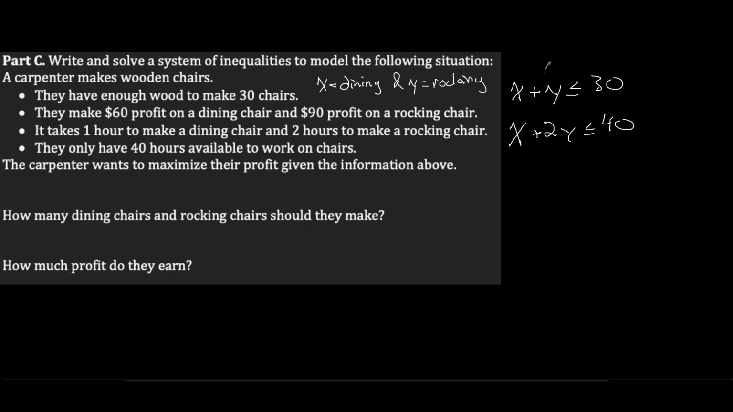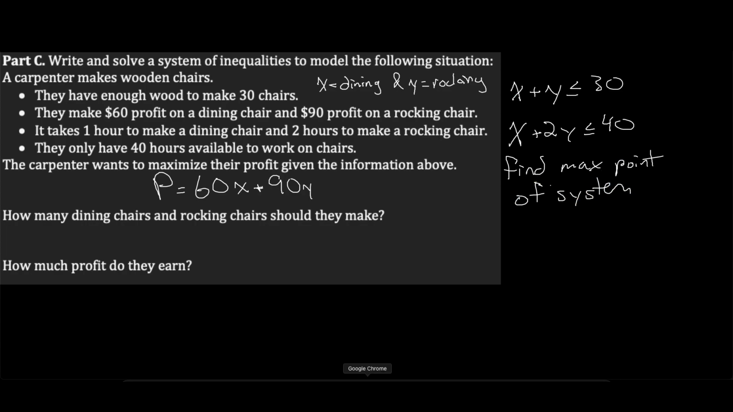It says they want to maximize their profit. Make sure you can write the equation as well. So for the profit equation, I'm going to say P equals, let's say, 60x plus 90y. And what you have to do is solve this system of inequalities. Wherever these are equal to each other, I can take that value. So find the max point of the system.